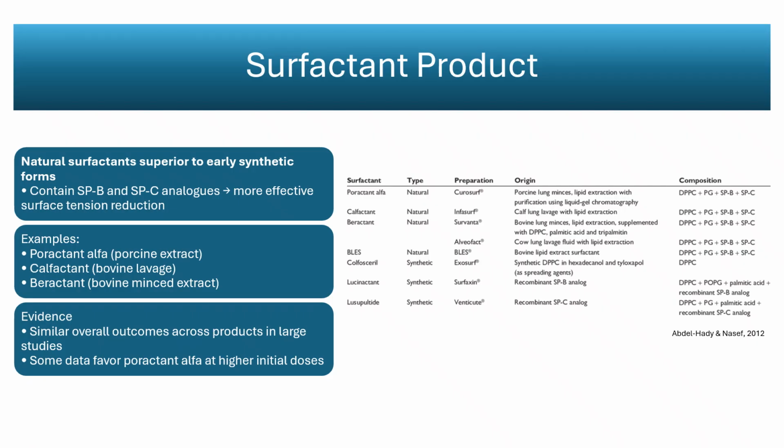The important point is that natural products function more like endogenous surfactant, restoring alveolar stability and improving compliance rapidly. Product selection is usually based on availability and institutional protocol, but awareness of dose-dependent differences allows more precise tailoring of therapy.